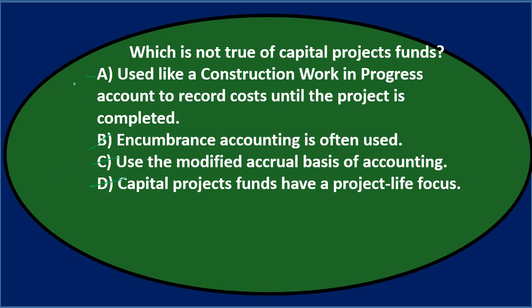A sounds like a reasonable use. You would think, well, maybe it's like a work in process type of thing if you don't know a capital project fund, but that's not exactly what it's used for. We're actually going to be tracking kind of the work in process in the government-wide activities, like the entity as a whole type of activities, and any related schedules to it would then be tracked at that level. The capital project fund is going to be more on a flow type of basis. So actually A is going to be the final answer, which is not true of the capital project fund. A, used like a construction work in progress account to record costs until the project is completed.